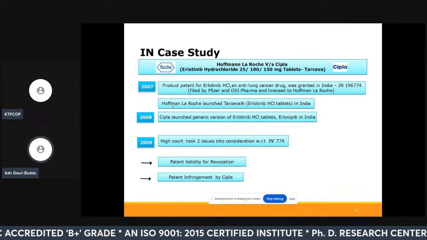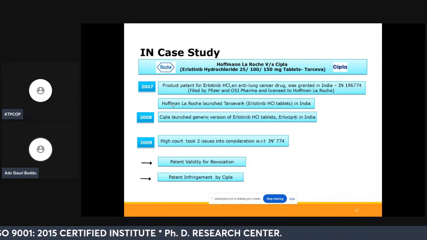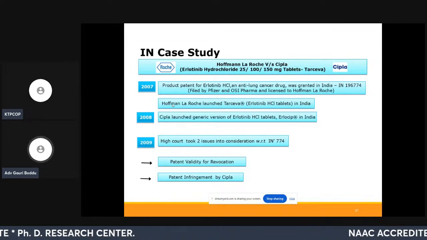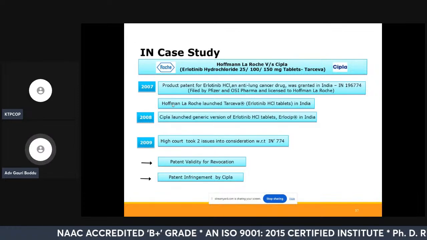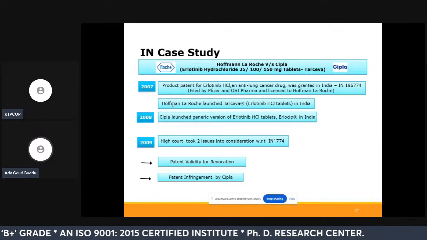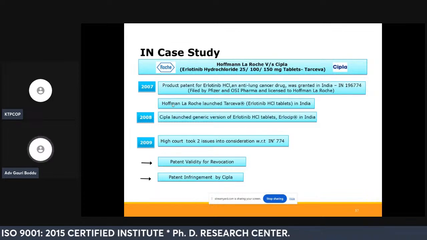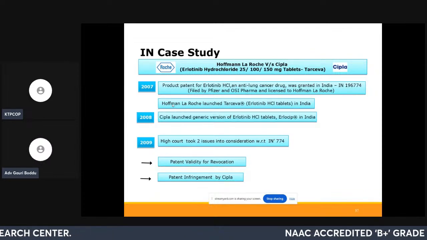Erlotinib hydrochloride 150 mg tablets, Tarceva. So this was between Roche and Cipla. In 2007, a product patent for erlotinib HCl, an anti-lung cancer drug, was granted in India. This was filed by Pfizer and OSI Pharma and licensed to Hoffmann-La Roche. Hoffmann-La Roche launched Tarceva in India.